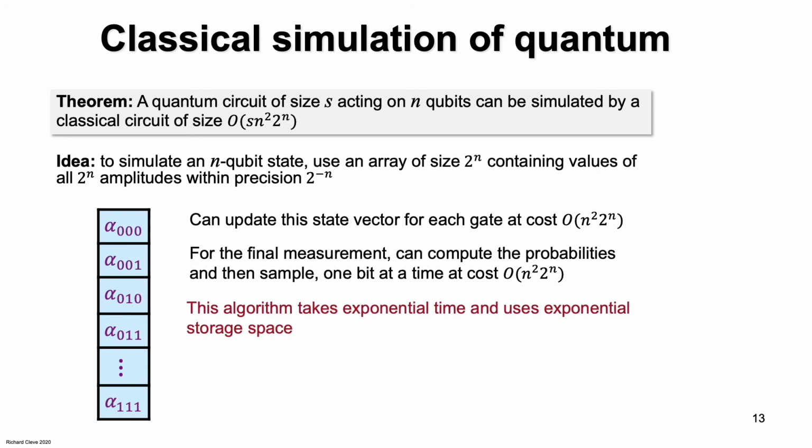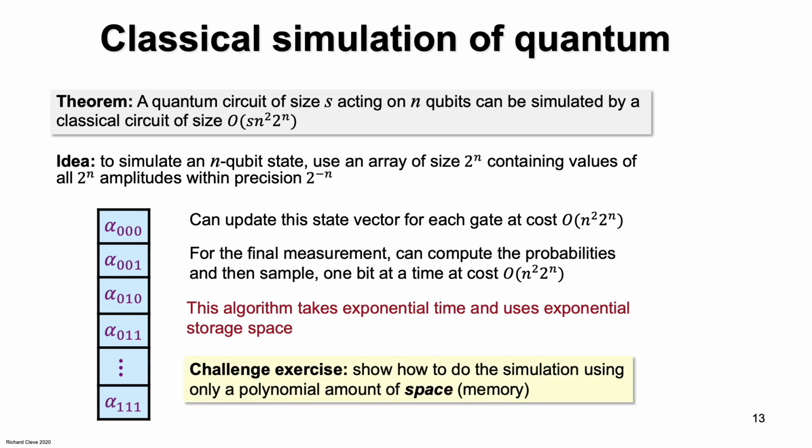The simulation algorithm that I've just described is exponential space in addition to exponential time, because it stores that large array. In fact, there is a way to reduce the space usage to polynomial, but without reducing the time, or the number of gates. That part still remains exponential. I'll leave it as a fairly challenging exercise to figure out how to reduce the space from exponential to polynomial.